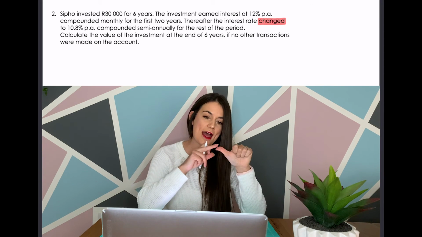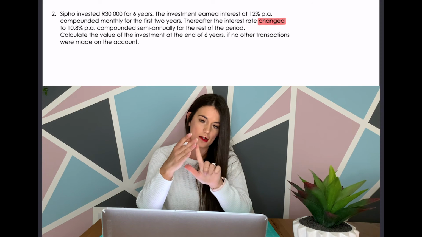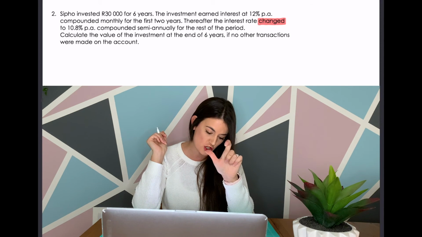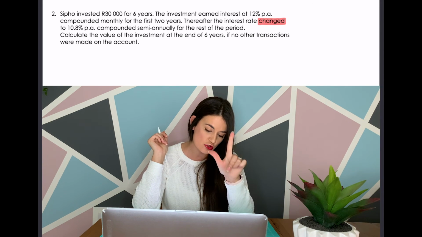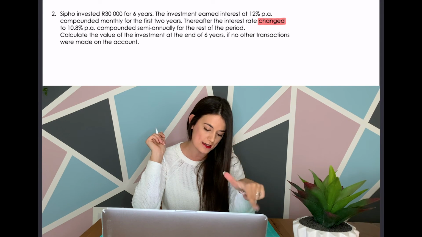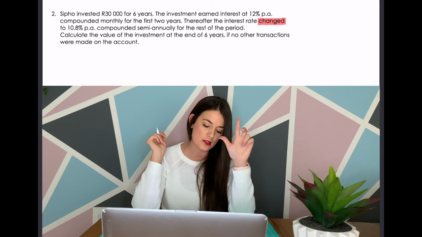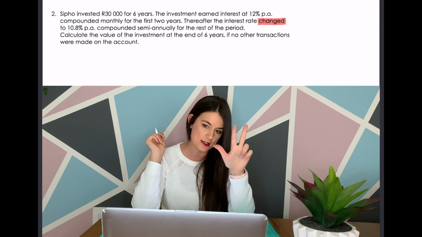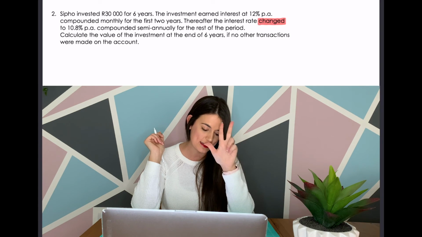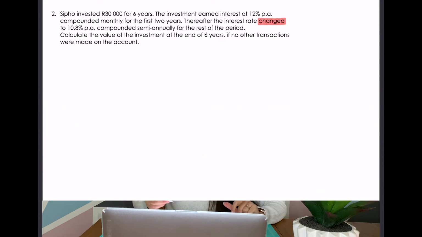Okay, so I have nothing, and then 2 years is when a change happens. Thereafter, the interest rate changed to 10.8% per annum, compounded semi-annually for the rest of the period. Calculate the value of the investment at the end of 6 years if no other transactions were made on the account. So I'm going to have 3 little sticks.